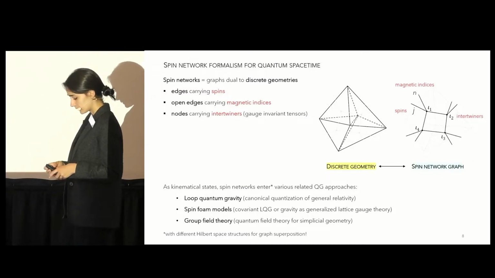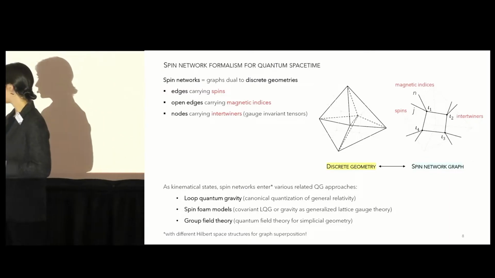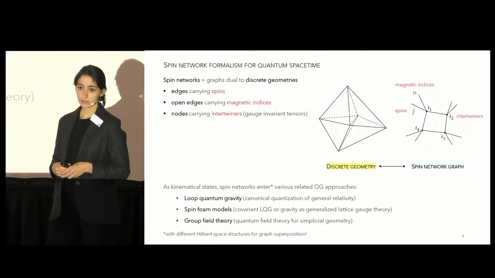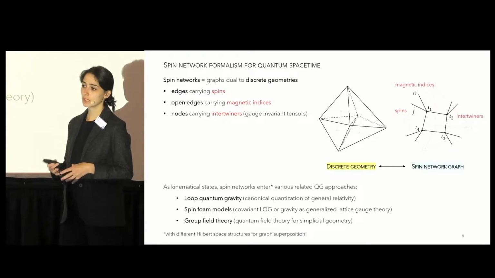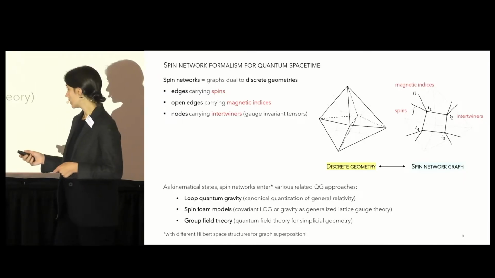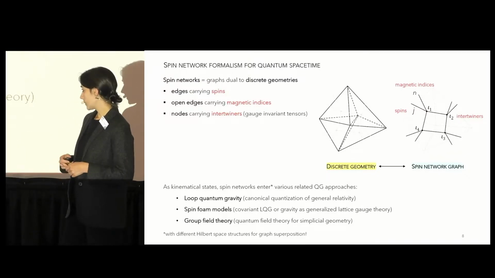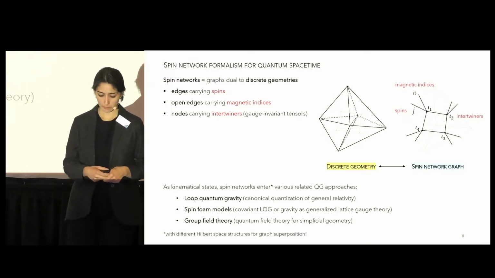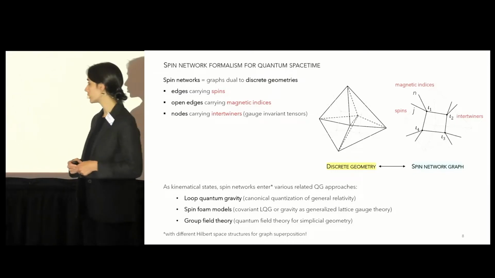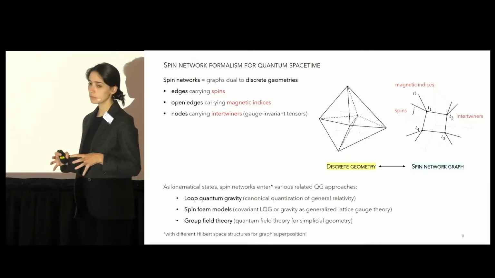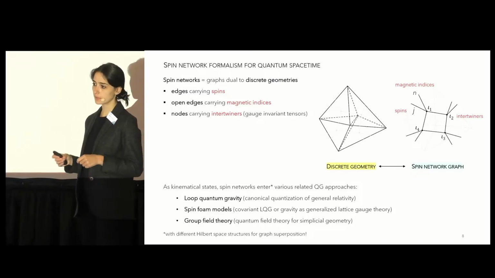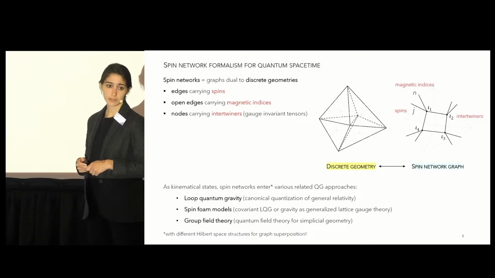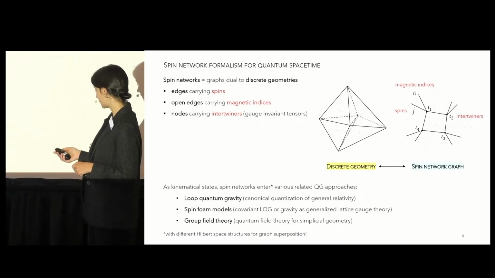I also mentioned that they enter several approaches to quantum gravity. The main one is loop quantum gravity, which is a canonical quantization of general relativity, and corresponds to writing general relativity as a gauge theory. Then we have the covariant counterpart, spin-foam models, and then we have group field theory, which is the approach we work on, which can be understood as a second quantization of loop quantum gravity. So group field theory is understood as a quantum field theory of spacetime, in the sense that the fundamental excitations of the field are understood as quanta of space, so as the tetrahedra dual to the spin network vertices.